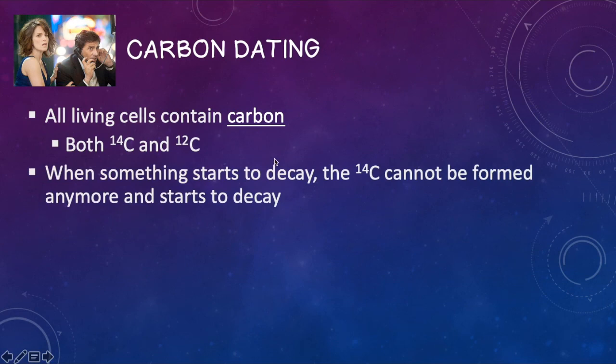Remember, these are different isotopes of carbon. And when something starts to decay, so if you have plant material that's decaying in the woods, or a raccoon on the side of the road, or a person, if something is decaying, the carbon 14 doesn't form anymore. And so it starts to break down.